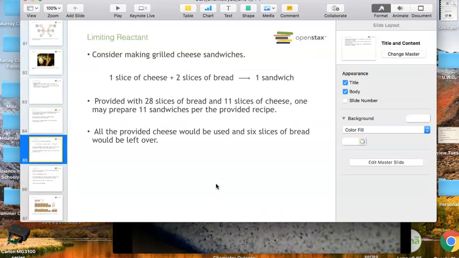All right, so here we have an example. Consider making grilled cheese sandwiches. 1 slice of cheese is what you need, and you need also 2 slices of bread to make 1 sandwich. If you're provided with 28 slices of bread and 11 slices of cheese, one may prepare 11 sandwiches per the provided recipe. All the provided cheese would be used, and 6 slices of bread would be left over.